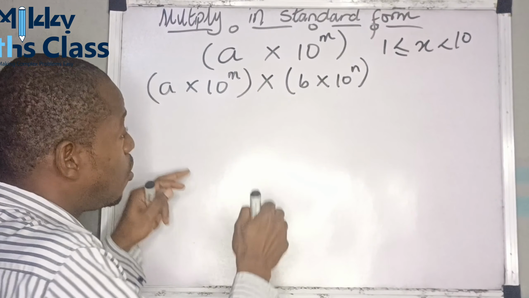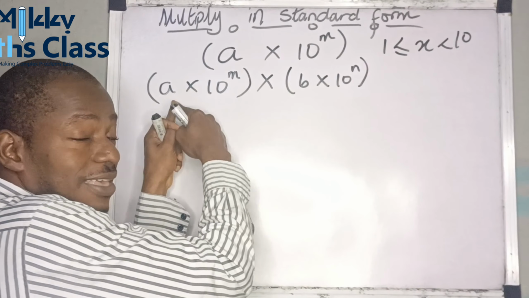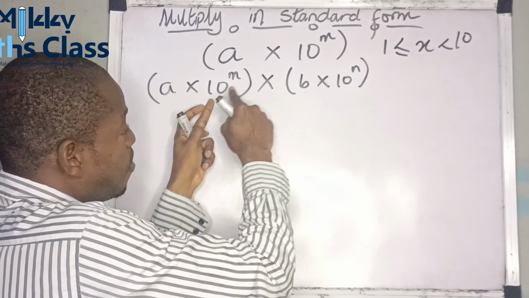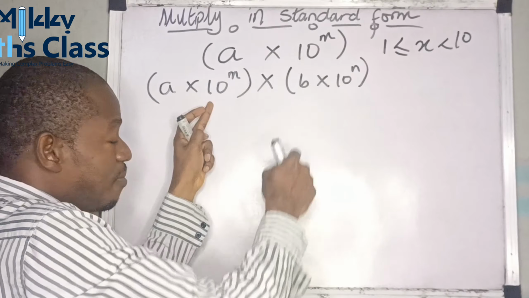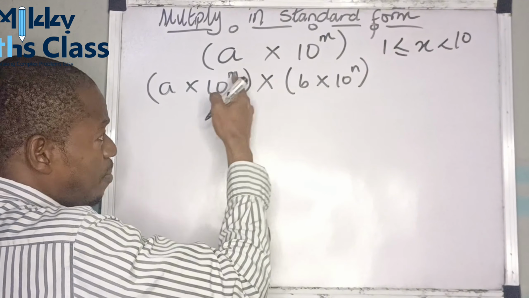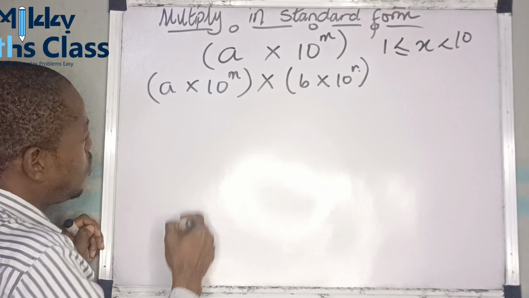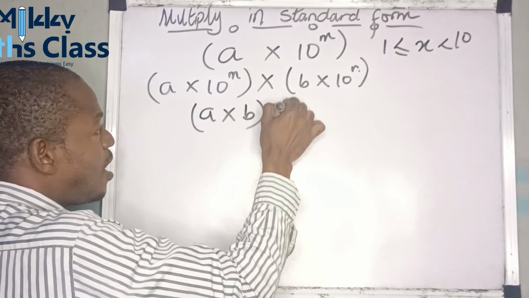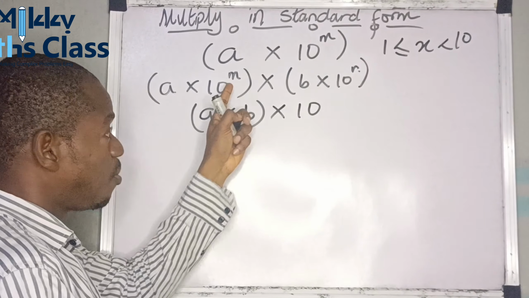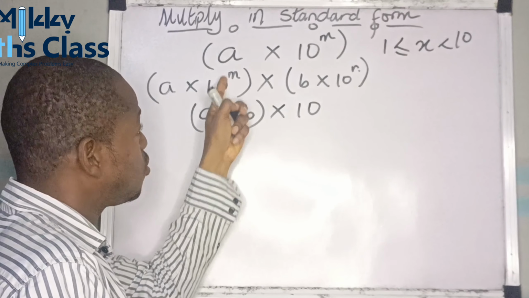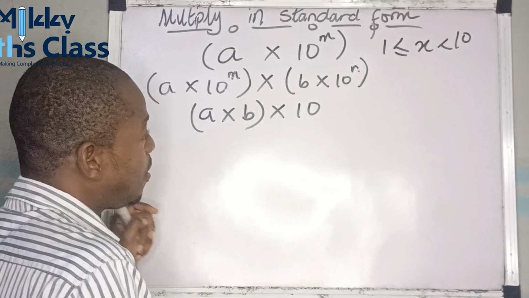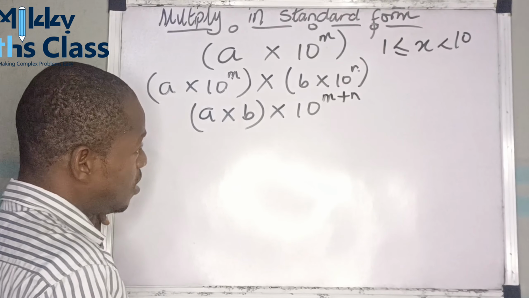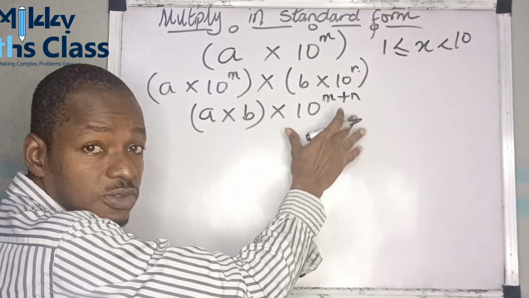What we do, we multiply these two numbers that are here. Then we multiply it by 10 to the power of m and n, and we add the powers m and n. So let's look at what we are doing. This becomes a times b, you multiply these two together, times 10, from the multiplication law of indices. If I have 10 to the power of m times 10 to the power of n, and I add the powers together, this becomes 10 to the power of m plus n.